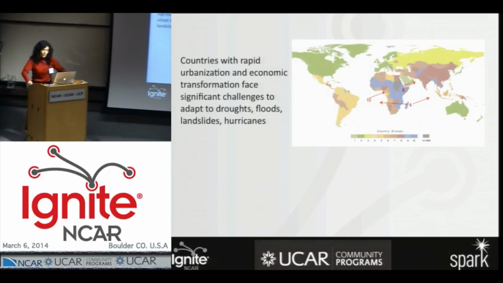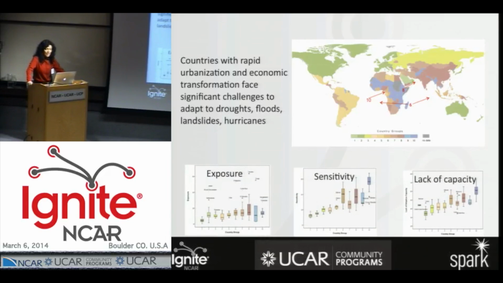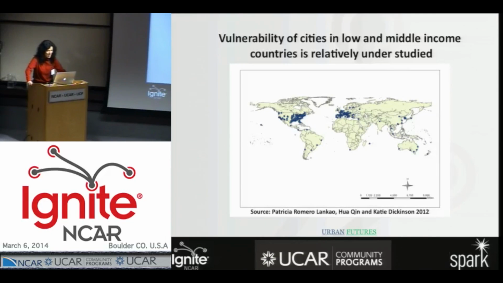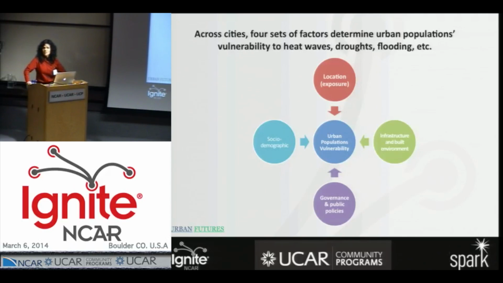Countries with rapid urbanization and economic transformation, mostly in Africa and in Asia, face significant challenges to adapt to droughts, floods, landslides, and hurricanes. I can tell you why if you ask me later on. Although these cities are more vulnerable and these countries are more vulnerable, you can see here in a meta-analysis we did of urban populations' vulnerability that it is mostly North America and Europe that have been studied. So NCAR has a big challenge there.